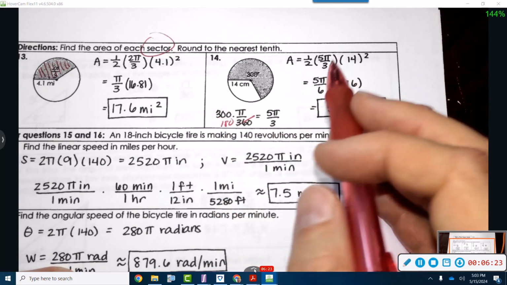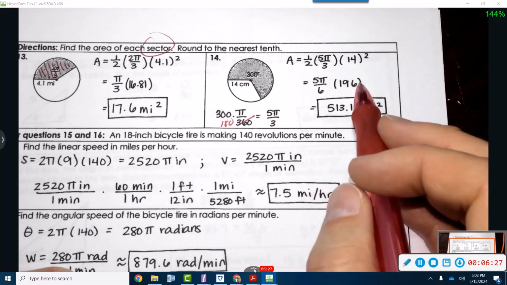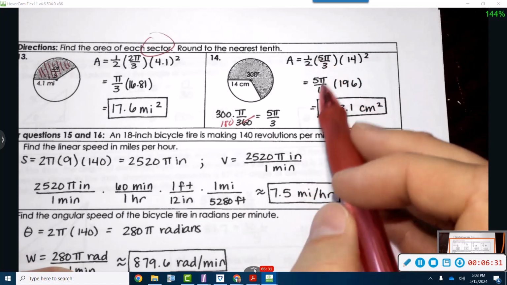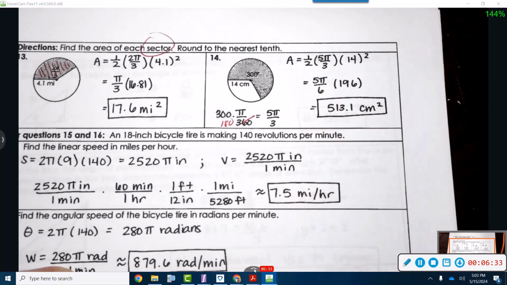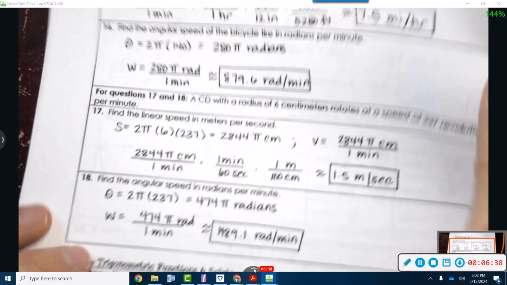Yep, that's right. So there's your theta, 14 centimeters squared. Take half of that, so that ends up being 5 pi over 6, etc. Multiply. There we go. That would be confusing if I saw that in the answer key. We're not doing any of these.